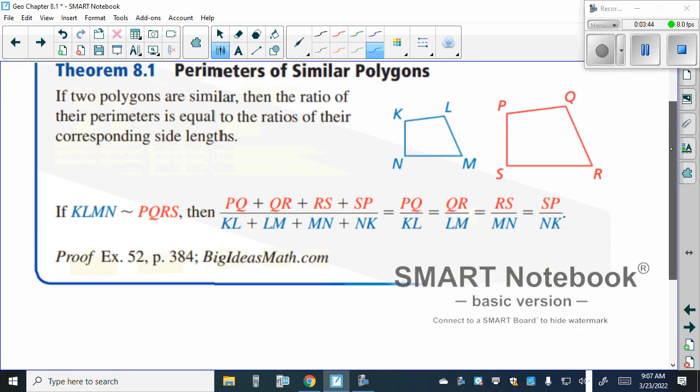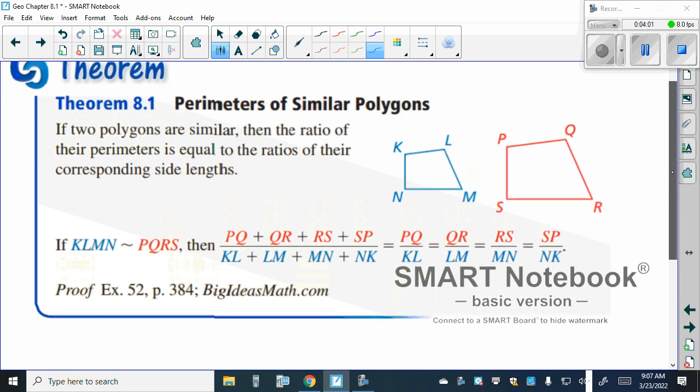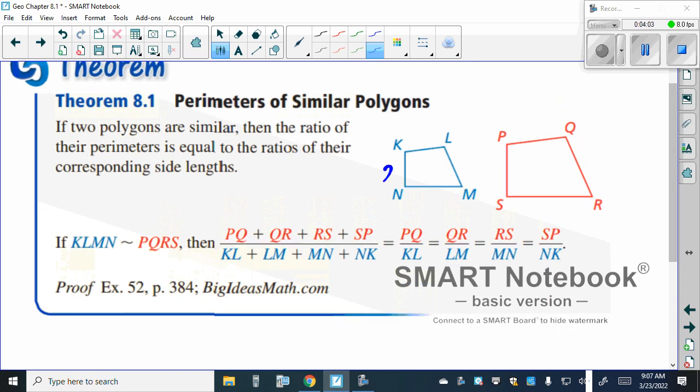Okay. Perimeters of similar polygons. Well, if two polygons or two figures are similar, then their perimeters are going to be similar to each other. They're going to be the same scale. So if we looked at this here, I'm just going to throw numbers down, 2, 4, 6, 8. And let's say 8, 16, 24, 32. Really, we just have a scale of 4.